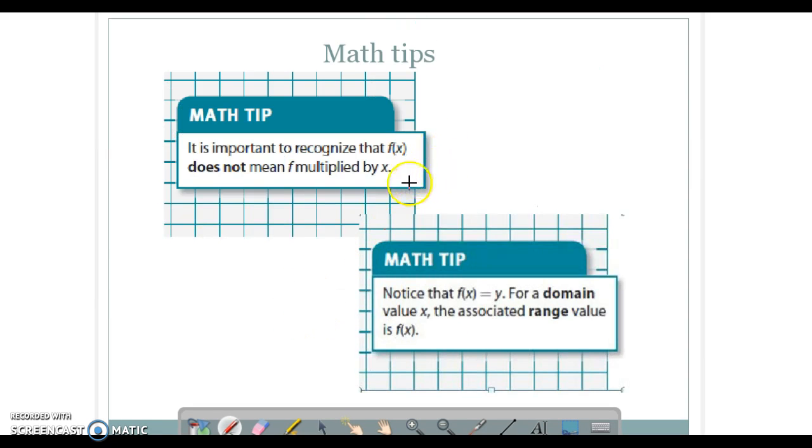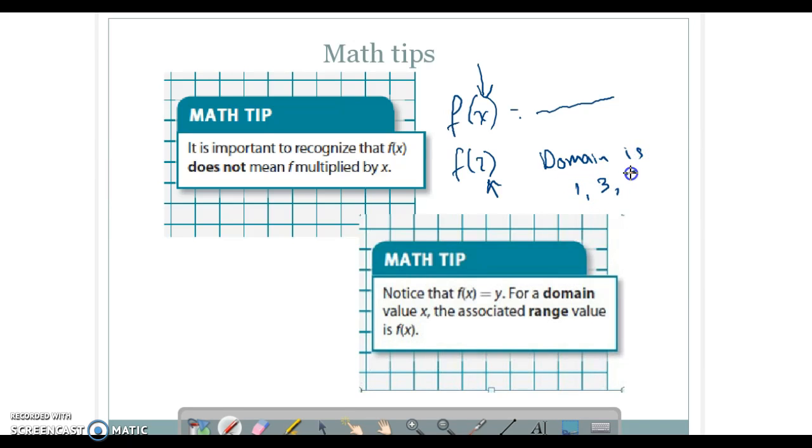It's important to recognize that f of x does not mean f multiplied by x. F of x is what we do to x, whatever the equation is. If it's f of 2, they're now telling me what value to replace. Notice you could also change f of x into y, so that if I'm given an equation, I have my domain, my values for x. That will tell me all the associated range values. So if they say the domain is 1, 3, and 5, well, the range can be calculated by plugging 1 into the equation, 3 into the equation, and 5 into the equation.